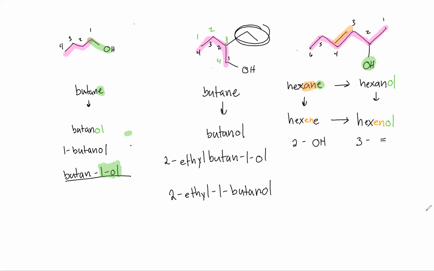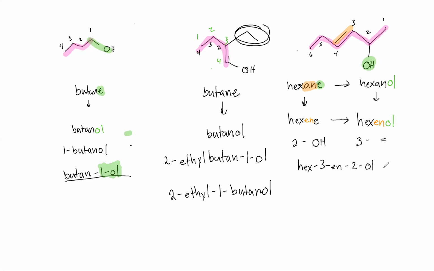Okay. So now there are a few different ways you can go about naming this. You could say hex-3-en-2-ol. In a situation like this, in most situations, you're going to prioritize the OH over the double bond. You want to give the OH the lowest number possible. So this is one way to name it.